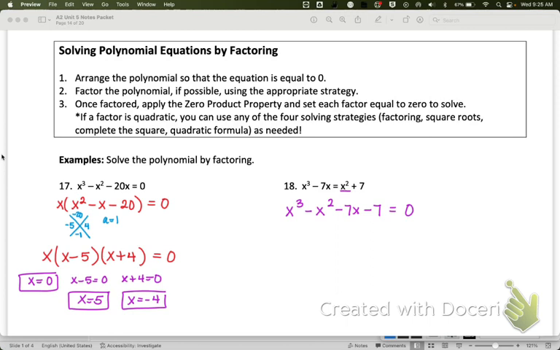Okay, is there a GCF? No. Now we look at the terms. I have 4 terms. So what strategy should we use? Factor by grouping. So let's factor what we've got. x squared times (x minus 1) minus 7.